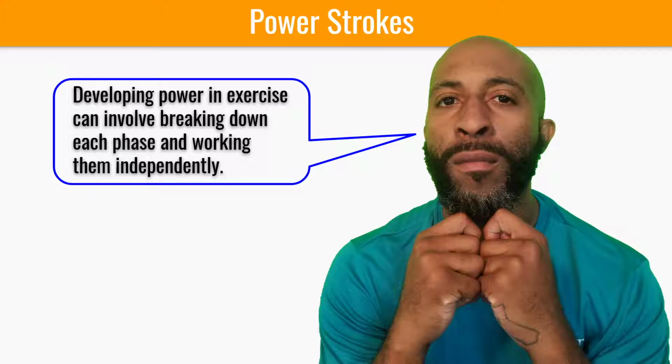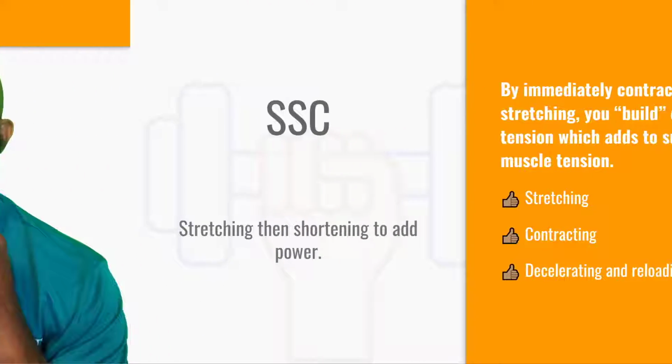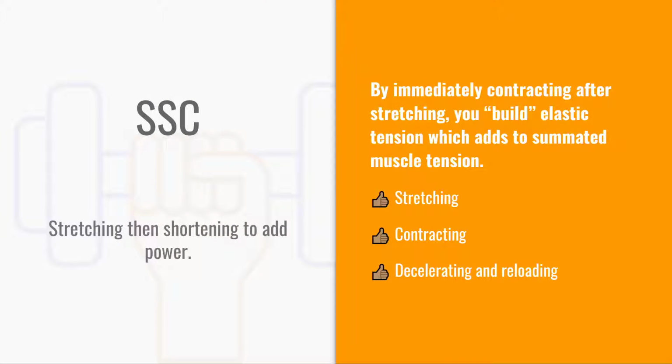Okay, so developing power, you guys, in exercise can involve breaking down each phase and working them independently. So you can work eccentric contractions, you can work deceleration, and that's kind of what we're going to emphasize when we stretch shorten. If you remember the last lesson, we talked about the 3 phases of plyometric work: eccentric, amortization, that transfer, and concentric. We highlighted it inside the video. Well, all of that has to do with the concept of stretch shortening.